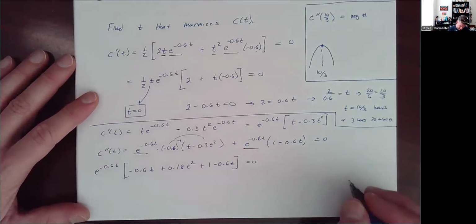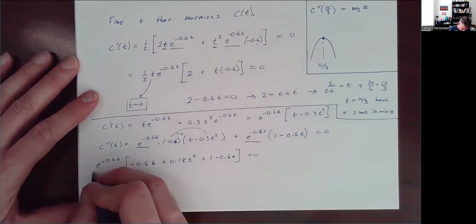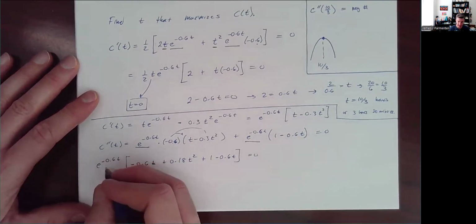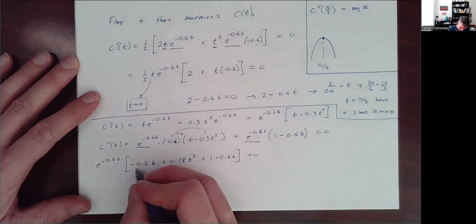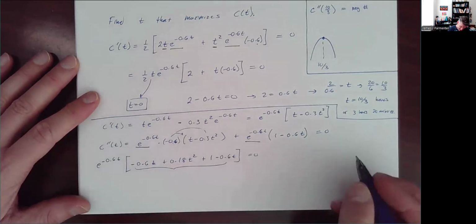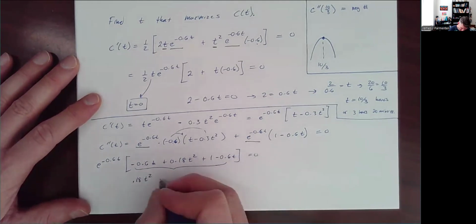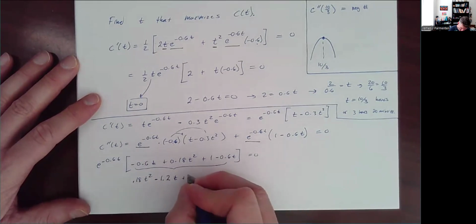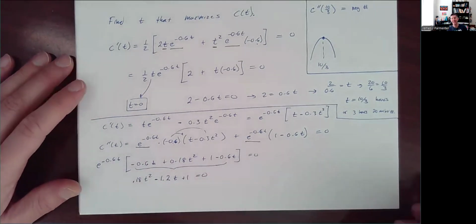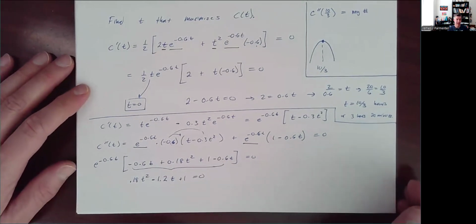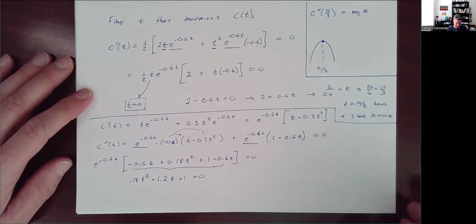So let's see. I'll point out that this is never going to equal 0, right? Again, e to the anything is never 0. So we're really just setting this part equal to 0. Simplifying this, I get 0.18t squared minus 0.6 minus 0.6 is minus 1.2t plus 1 equal to 0. That looks terrible.